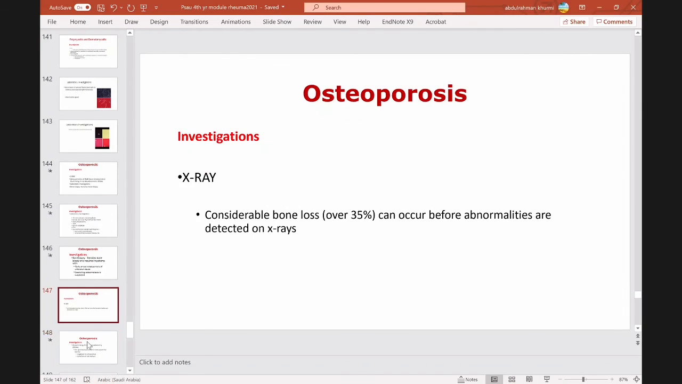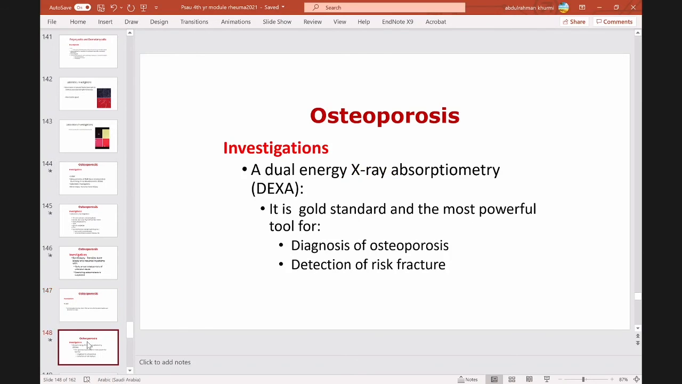X-ray may not detect osteoporosis early. You need to lose 30% of the patient's bone until you can see it in the X-ray. So bone densitometry is the best one.